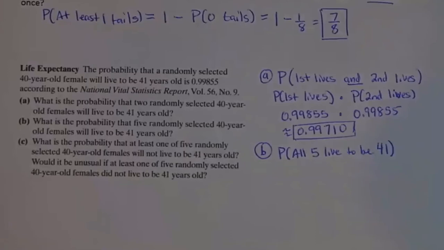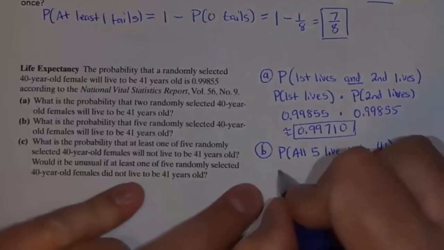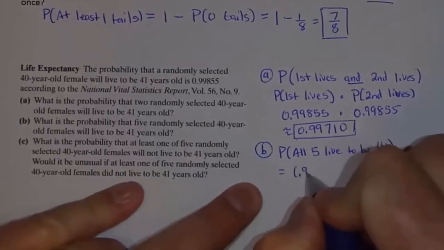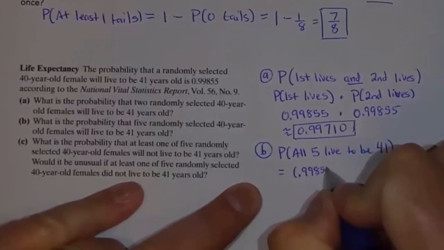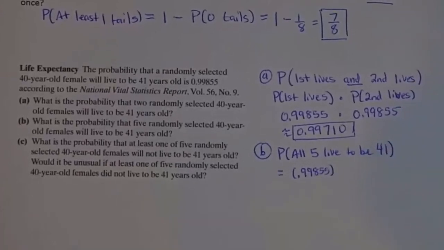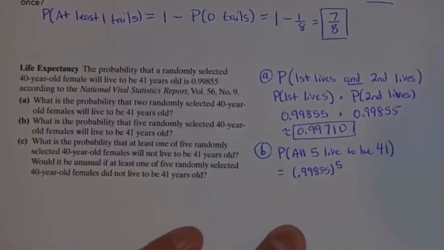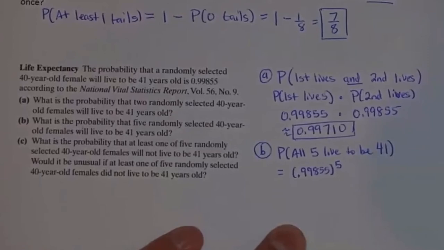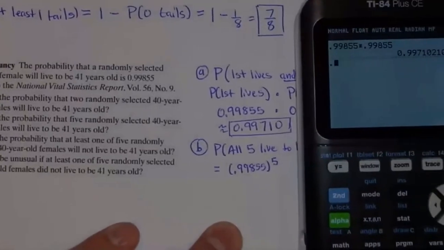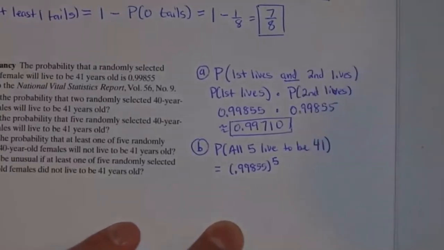Since these women are independent from each other, that's going to just be 0.99855 times 0.99855 5 times. So in other words, 0.99855 raised to the 5th power. So if I take 0.99855 and raise that to the 5th power, that's 0.99277.